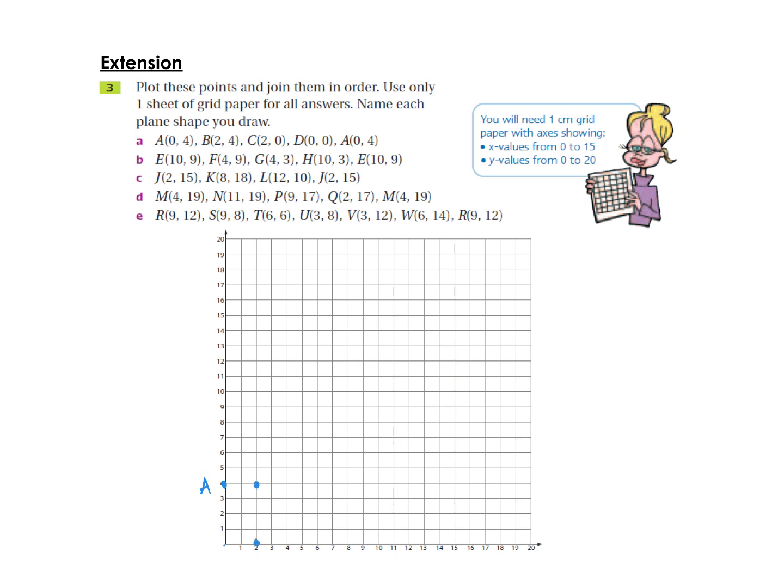C is 2, 0, and D is 0, 0, and then A is back to here. It says join them. Join them. Oops. Joining shapes. Okay. What shape is this?